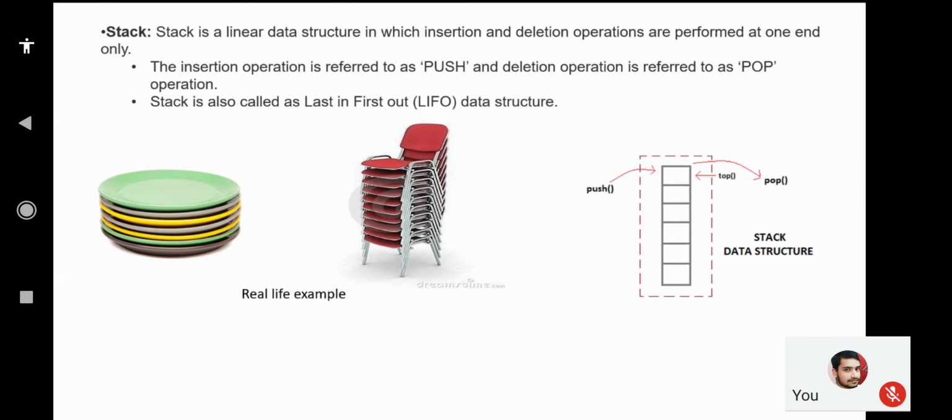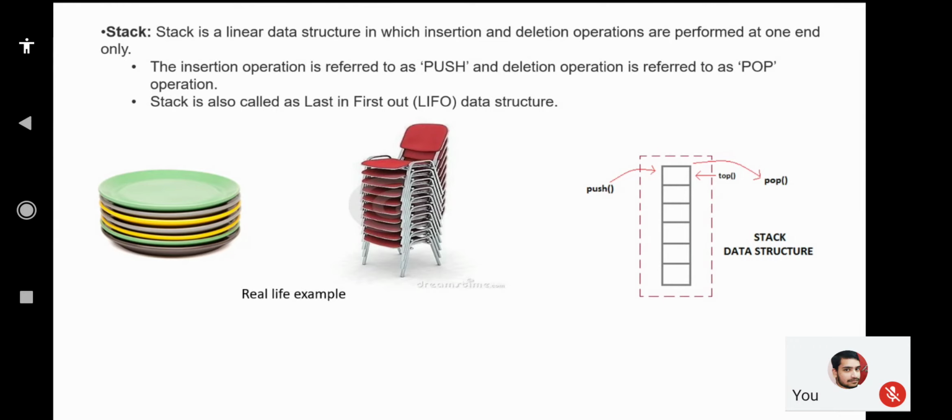So what is there in the stack? There is an array. This is one array, and this is one variable that holds the top position. I am giving you one example. Say this is one array. Initially, say this is one stack. Initially, the stack is blank, an empty stack. Now, say you want to insert 5.